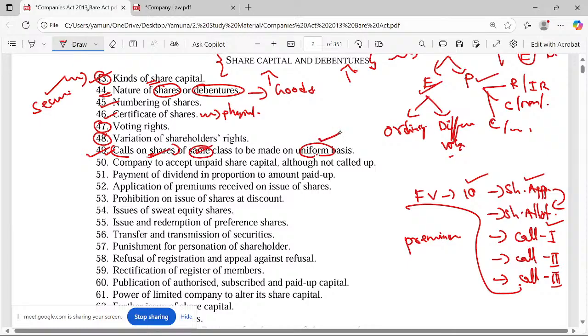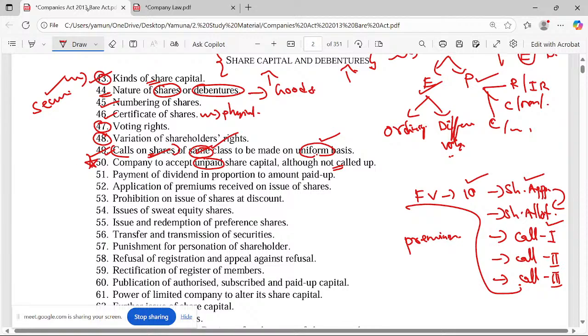it should be on a uniform basis. You cannot have different periods for different shareholders. If it is the same class of share, whether it is Ambani or Yamuna or you or another person, it should be on the same uniform basis only. Then 50 is company to accept unpaid share capital, although not called up. Yes, please make a note of this 50th section. Probably we'll go into detail.